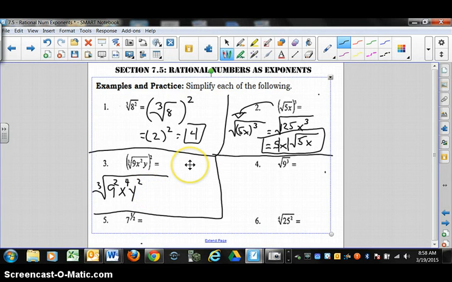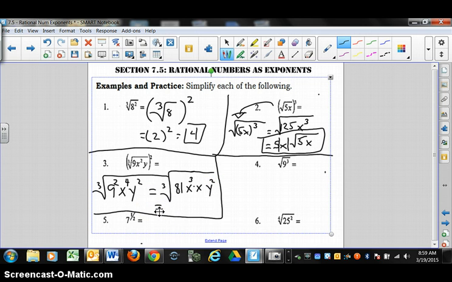Alright, so let's see, I'm going to set this equal to the cubed root of 9 squared, that's 81, and then x to the 4th, which I'm going to write as x cubed times x just to show you why I'm pulling out an x, and then y squared is going to be stuck in there.